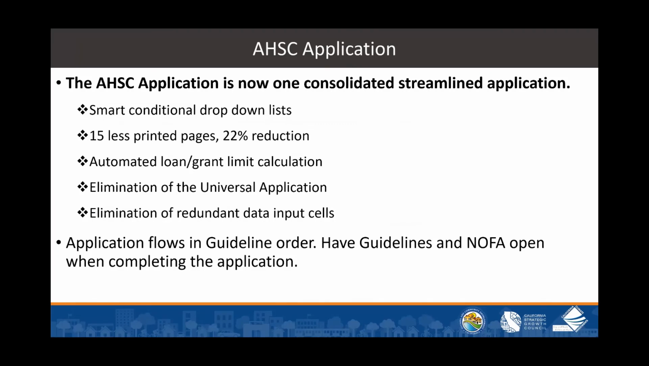For those of you who have submitted an AHSC application in the past, you will be pleasantly surprised to notice a few improvements to this year's application. This year, we took two previous applications, the universal application and the supplemental application, and combined them into one application document. This resulted in 15 fewer printed pages and a 22% reduction in the size of the document. It eliminated duplicate entries that we were requiring, and so this should be a much more streamlined and user-friendly document. The application will flow in the order of the guidelines, so have your guidelines and NOFA open when completing the application.